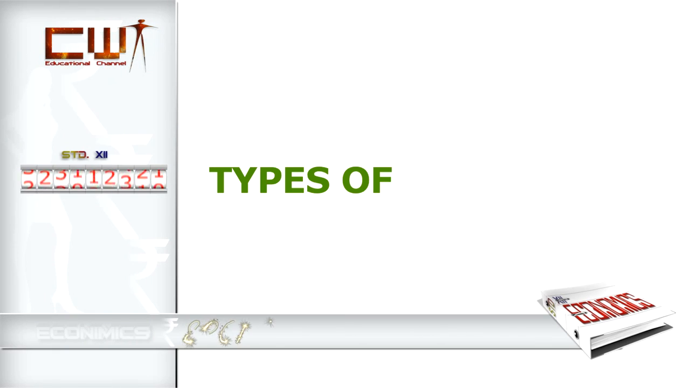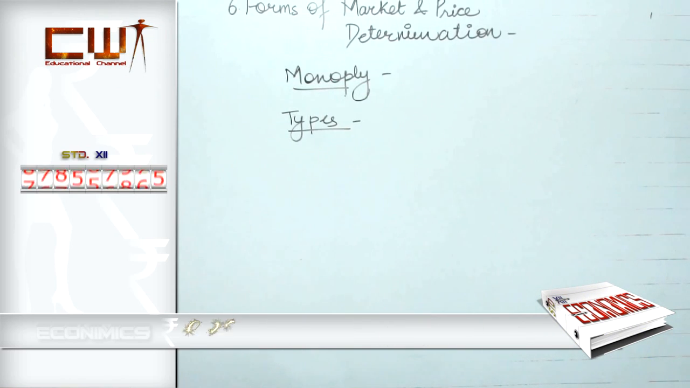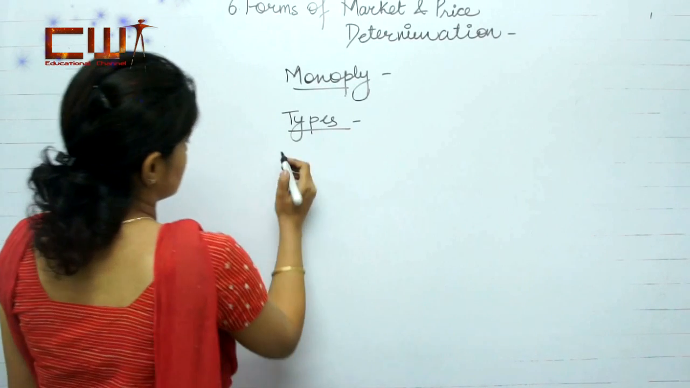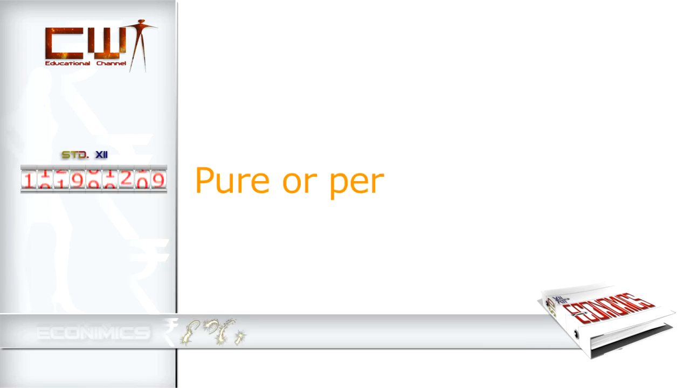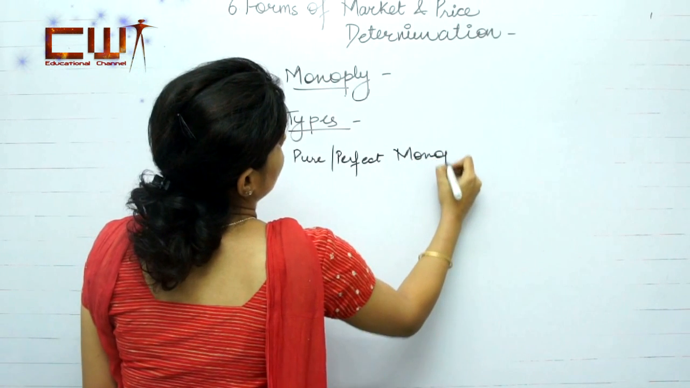Then you study the different types of monopoly, right? First you have pure or perfect monopoly, where a firm controls the supply of a product where there is not even a remote substitute. Till far there is no substitute. So that is known as pure or perfect monopoly, when there is no substitute at all.